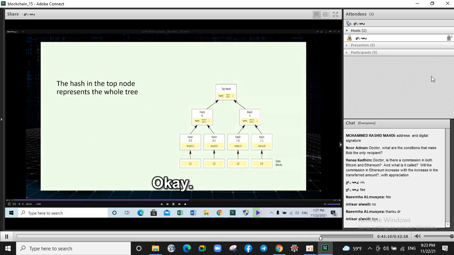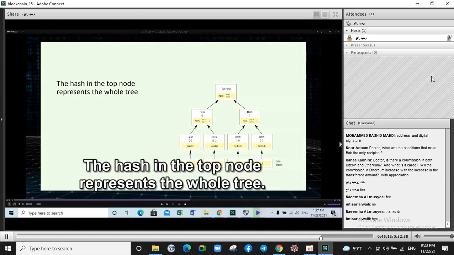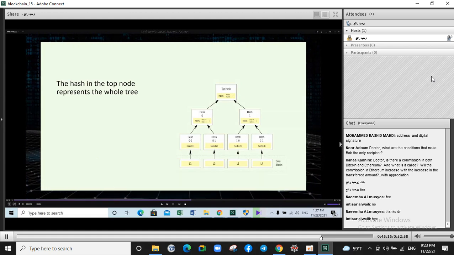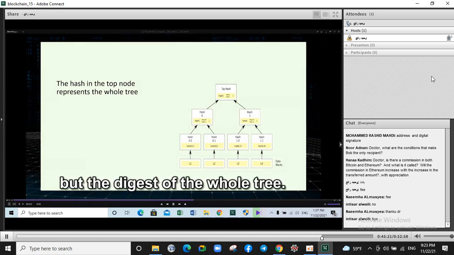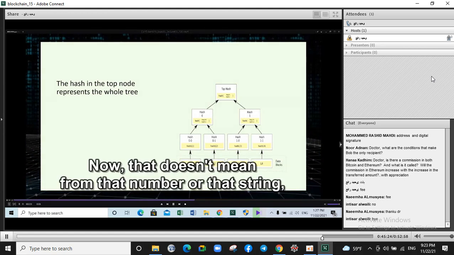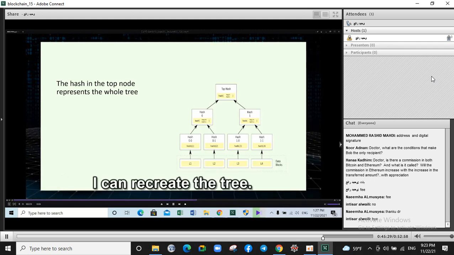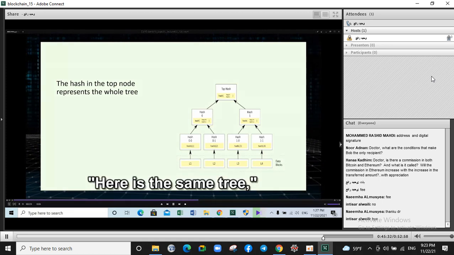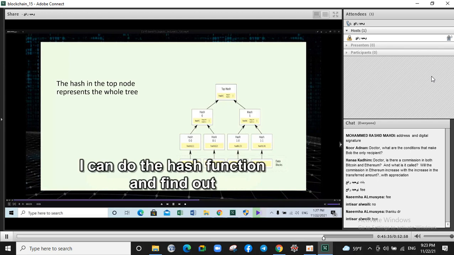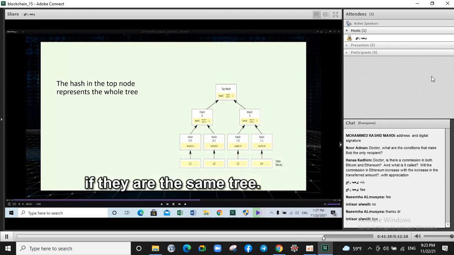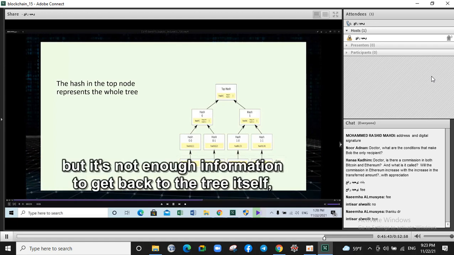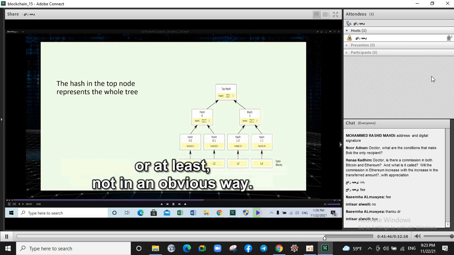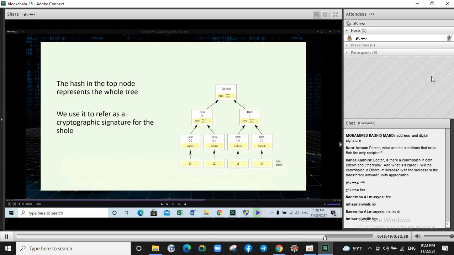So that's what's called a digest. I don't know if I've used that word with you before, but the digest of the whole tree. Now that doesn't mean from that number or that string I can recreate the tree. It just means if somebody else says, here's the same tree, I can do the hash function and find out if they are the same tree. It's the digest that can represent the tree, but it's not enough information to get back to the tree itself, at least not in an obvious way. Okay, so we use that top node as a cryptographic signature for the whole tree.